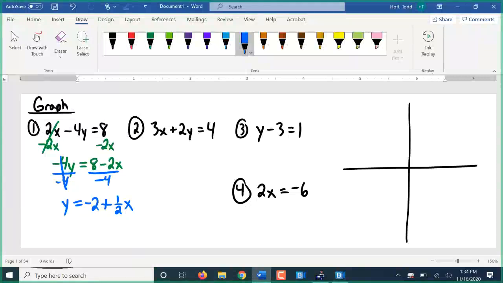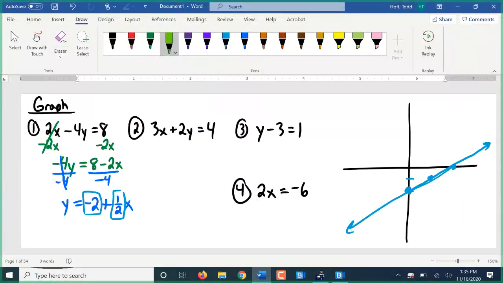So when we go to graph that, we start out with the negative 2. That's the number that's been added or subtracted here. That means from the origin, we go down 2. That's our first point on our graph. Then the number multiplying x is the 1/2. So that means that from that point, we rise 1, run 2 to get to the second point. If those aren't far enough away, we can do it again. Rise 1, run 2. We get a third point if we need it. And our line goes through those 3 points.